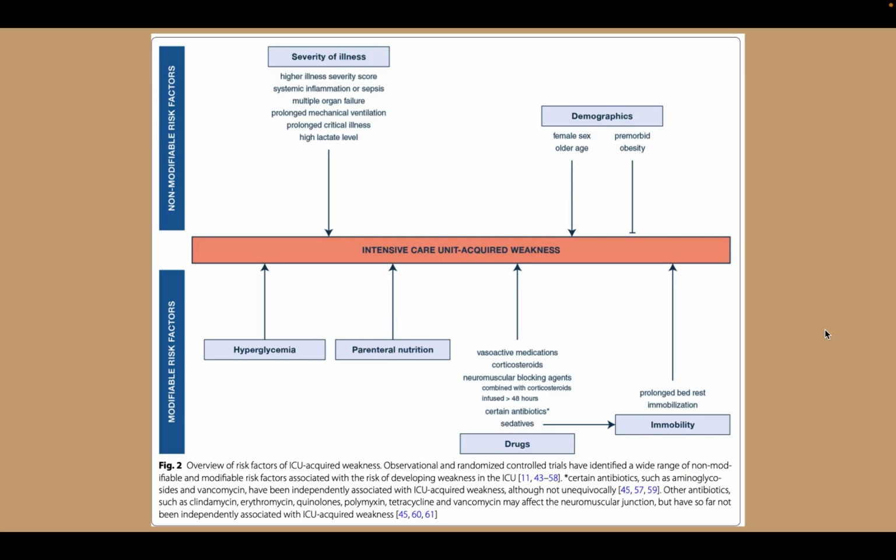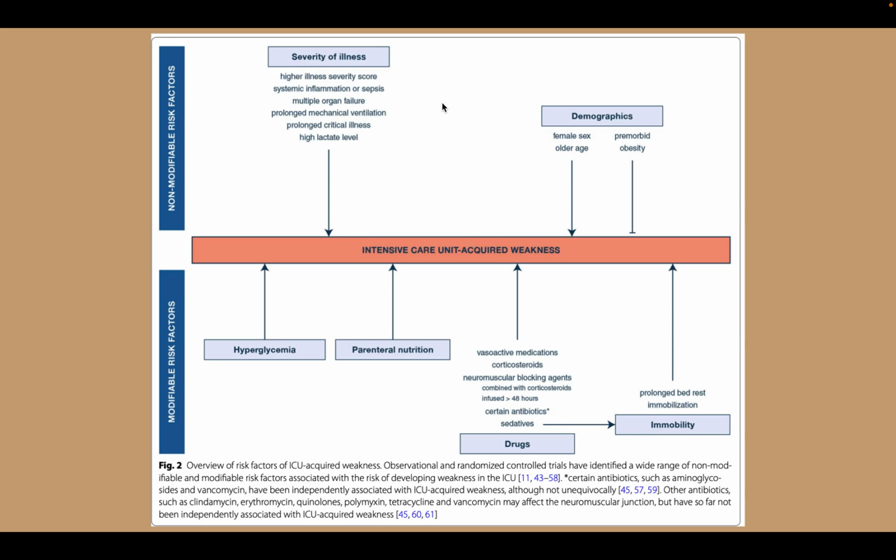And today we will discuss the continuation of the ICU acquired weakness which we started, and this will be the part 2 video. So this is ICU acquired weakness which takes into account the modifiable risk factors which are below down and the non-modifiable risk factors which are above.